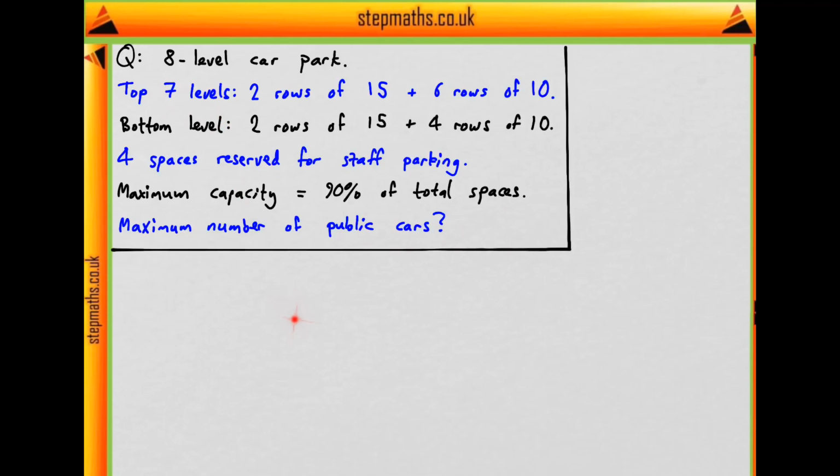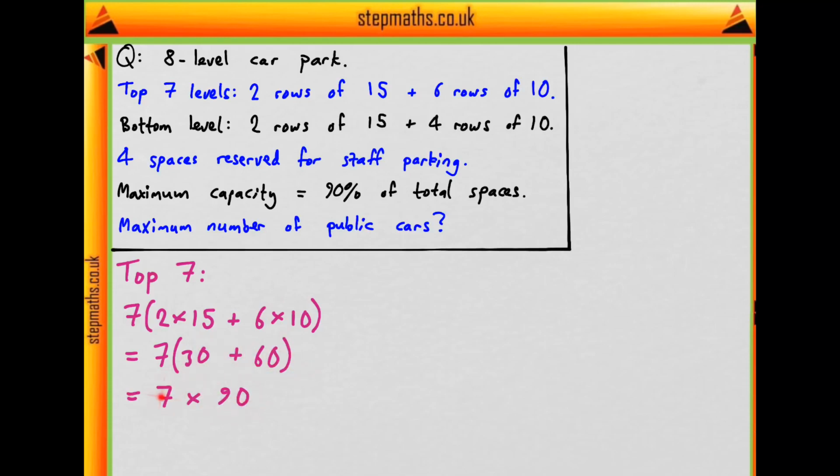If we start with the top 7, we have 7 levels where there are 2 rows of 15 and 6 rows of 10. So what is that? Well, 2 15s are 30, 6 10s are 60. 30 plus 60 is 90. Then what's 7 times 90? Well, 7 times 9 is 63. So times 90 would be 630 spaces. So that's how many spaces total there are on the top 7 levels.